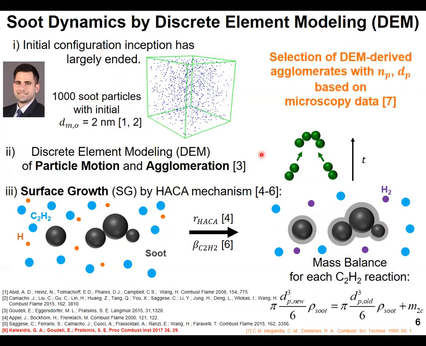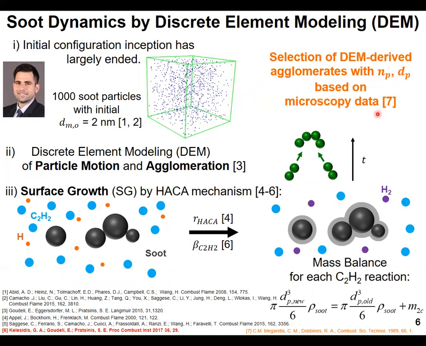So, in order to account for the morphology dynamics of soot in the Santoro flame, we selected simulated agglomerates that have the same number of primary particles as well as diameter as those measured from microscopy images.